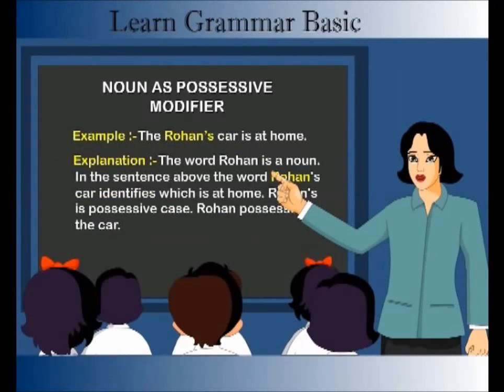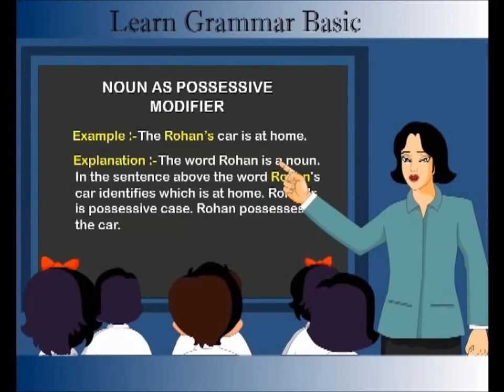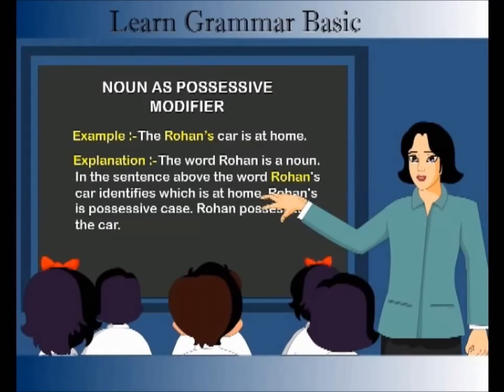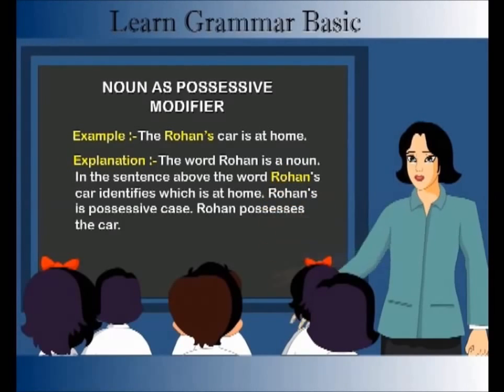Example: Rohan's car is at home. Explanation: the word Rohan is a noun. In the sentence above, the word Rohan's identifies which car is at home. Rohan's is possessive case. Rohan possesses the car.